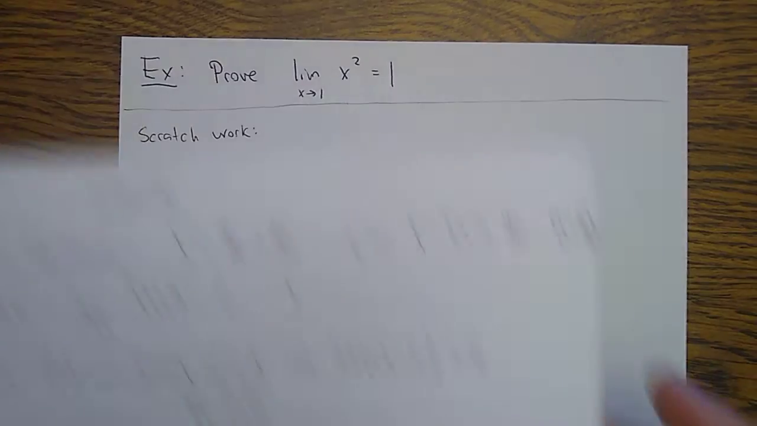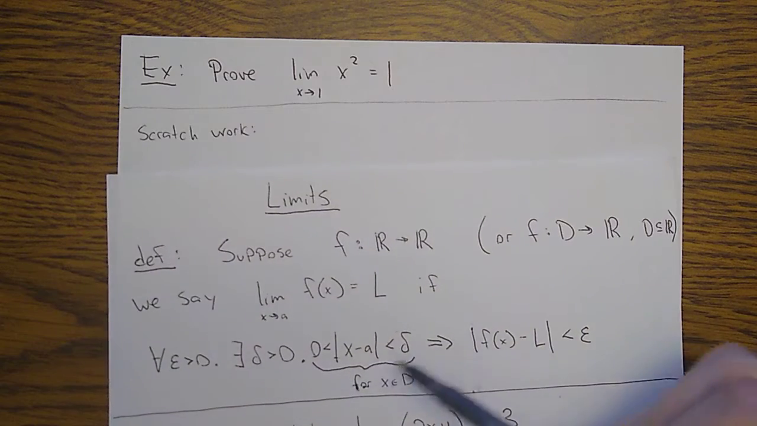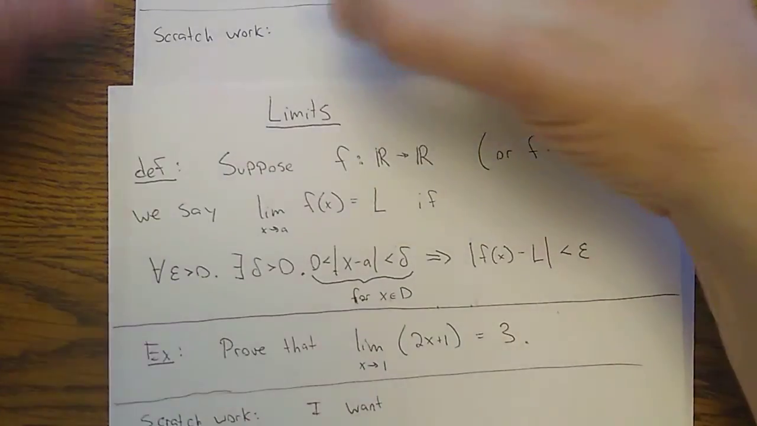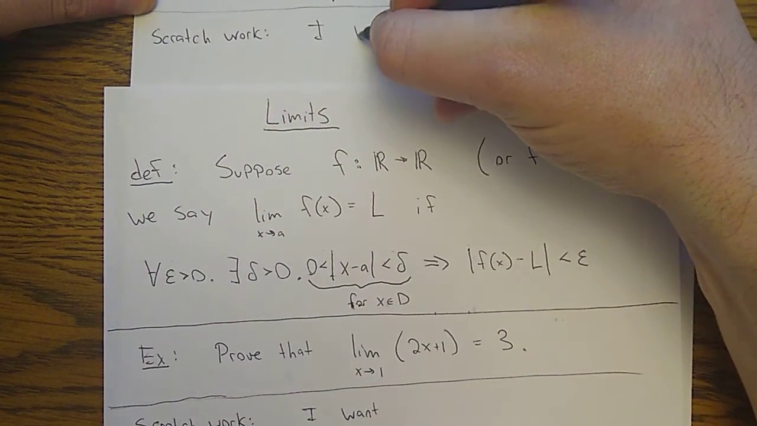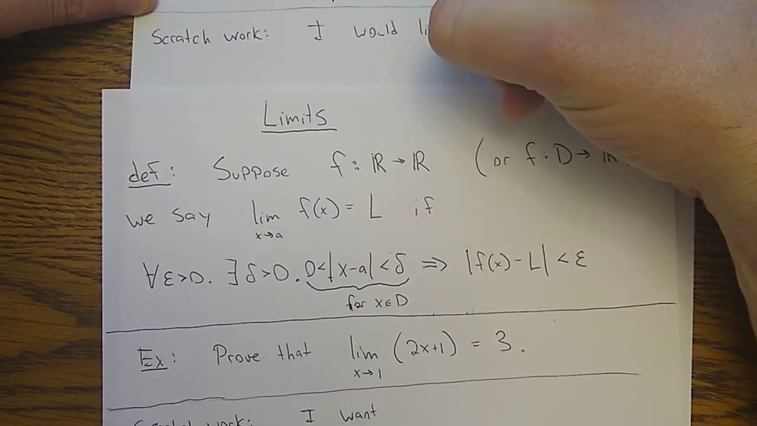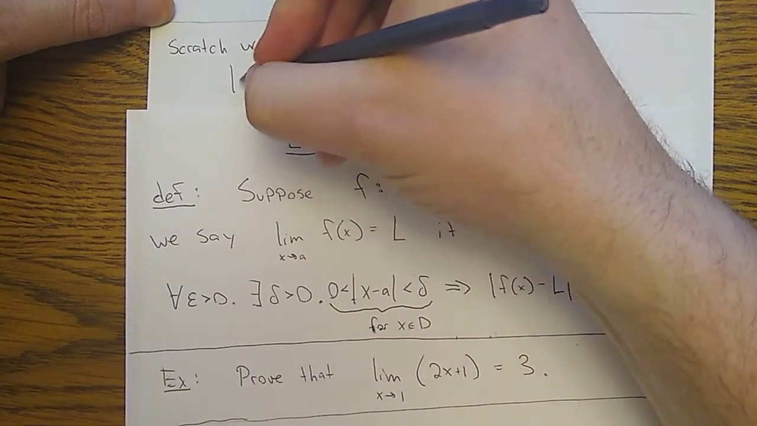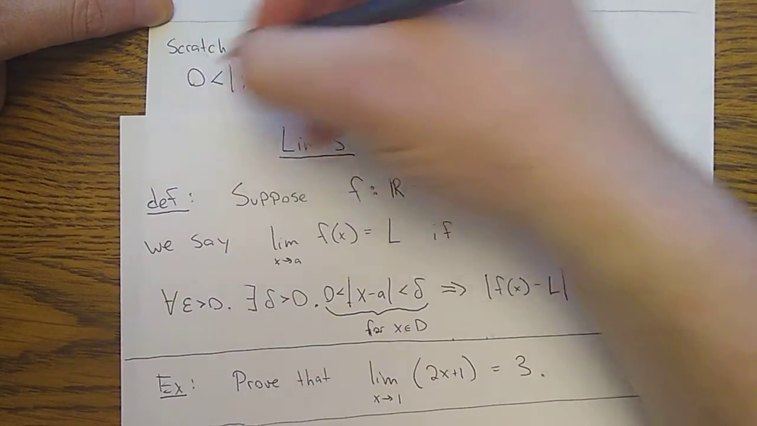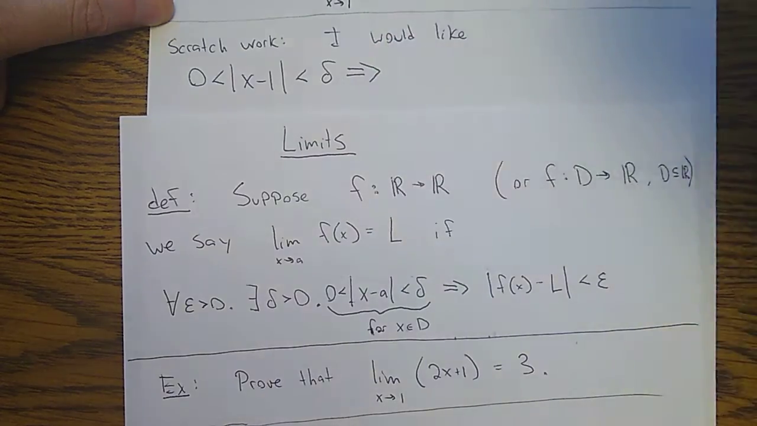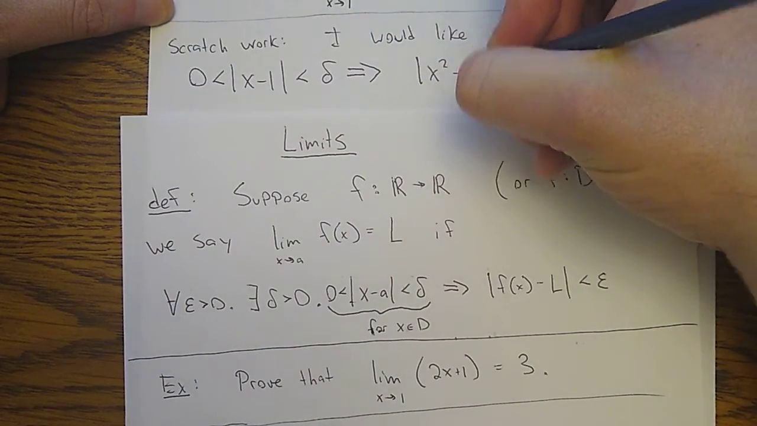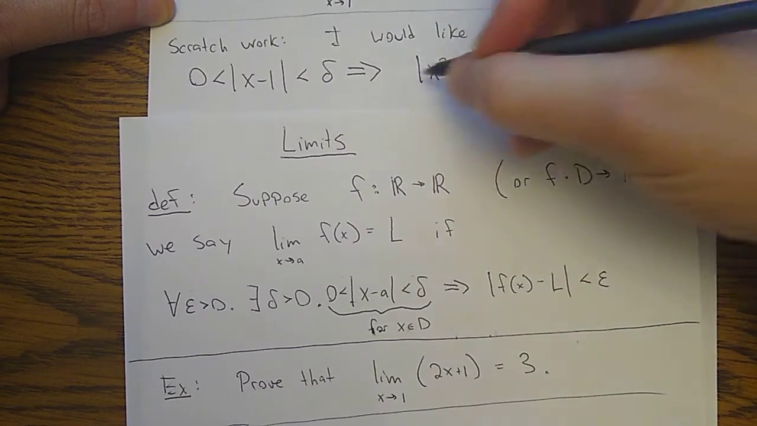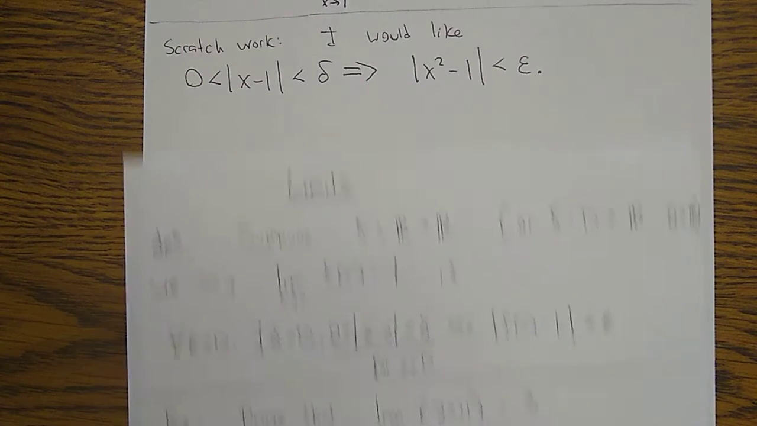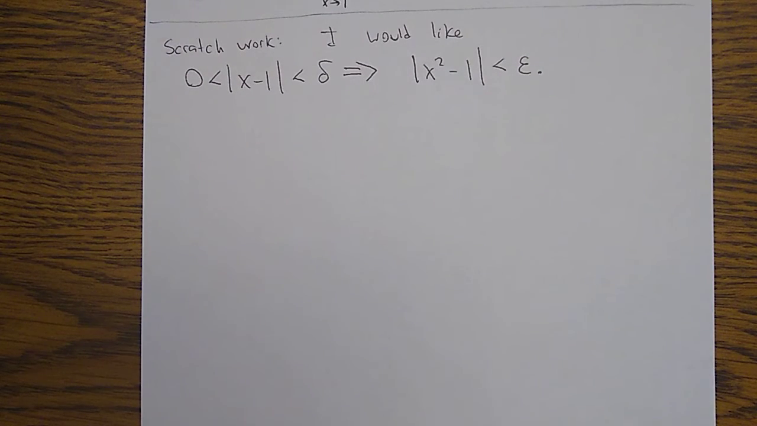So what would I like? I would like, if this is true, then this is true. So I would like absolute value of x minus 1 less than delta, greater than 0, to imply that the absolute value of f of x minus L is smaller than epsilon. That's what I would like. So let's play with this.